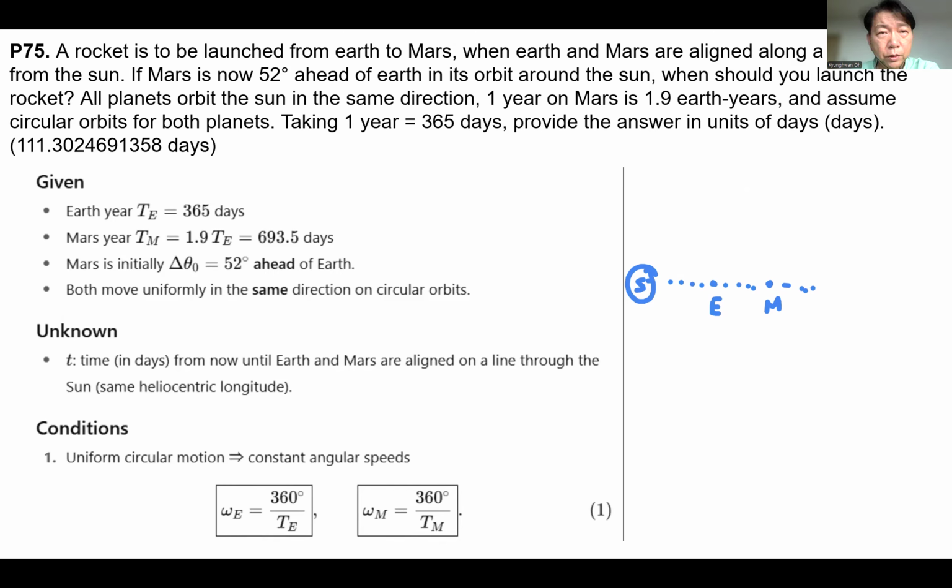If Mars is now 52 degrees ahead of Earth on its orbit around the Sun, when should you launch the rocket? All planets orbit the Sun in the same direction. 1 year on Mars is 1.9 Earth years, and assume circular orbits, even though it is not really. Usually it's an elliptical orbit, but we are going to assume that it is circular.